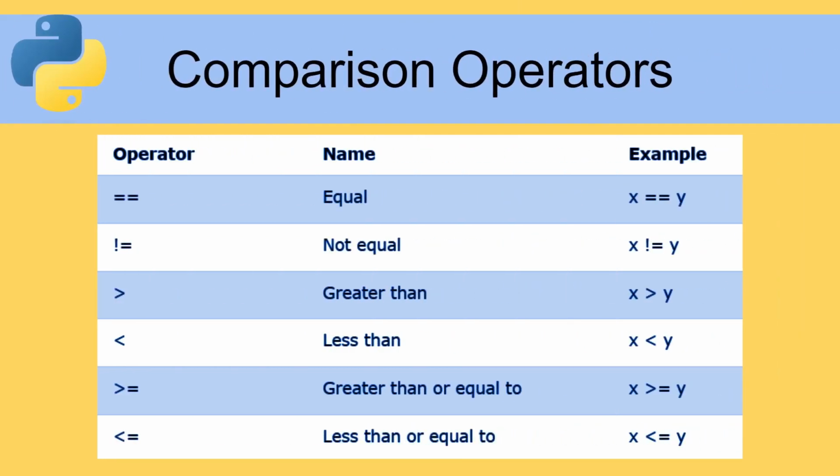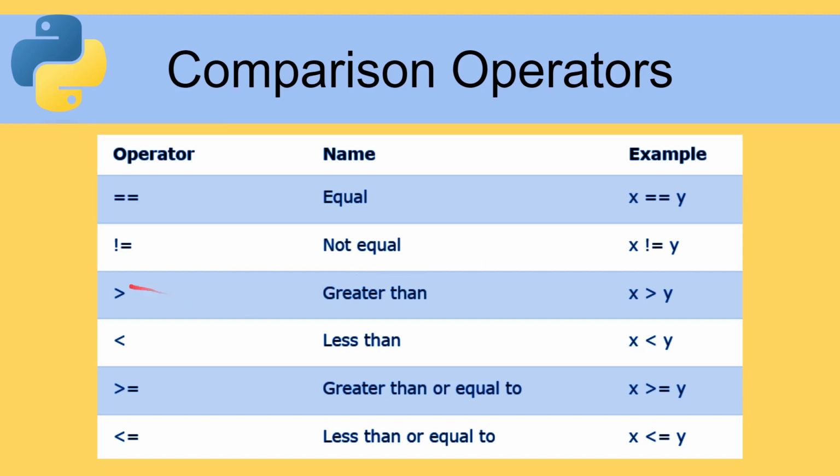Then we have comparison operators. Comparison operators are used to check if two values are the same or not, if two values are not the same, if one is greater, less than or equal, and so on. As you see, this is to check equality, the double equal sign for equal. Is x equal to y, or x is the same as y? And then you have not equal. Is x not the same as y? It's not equal to that.